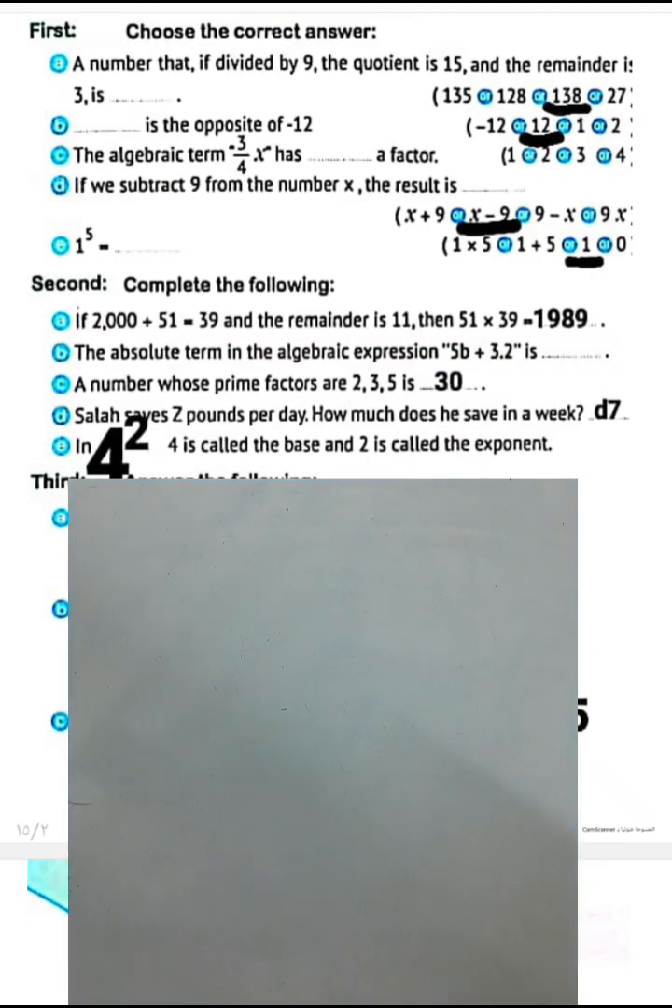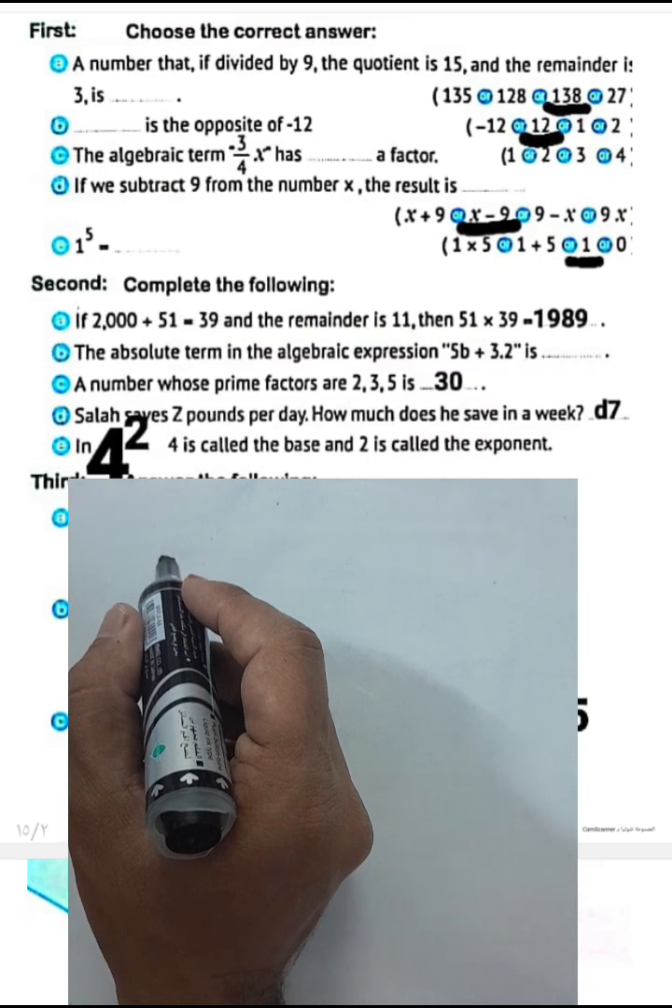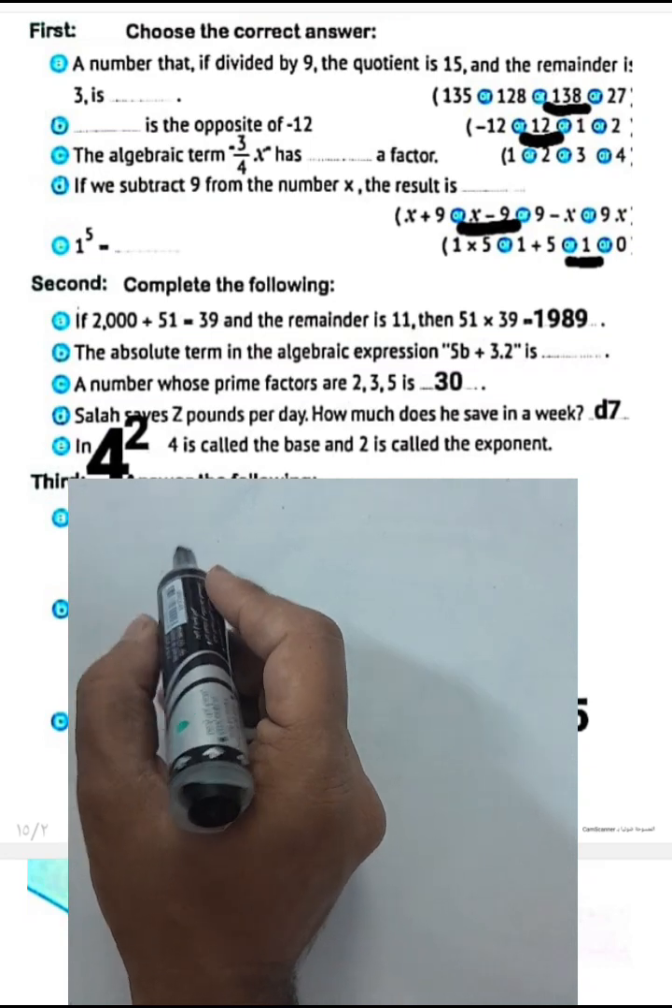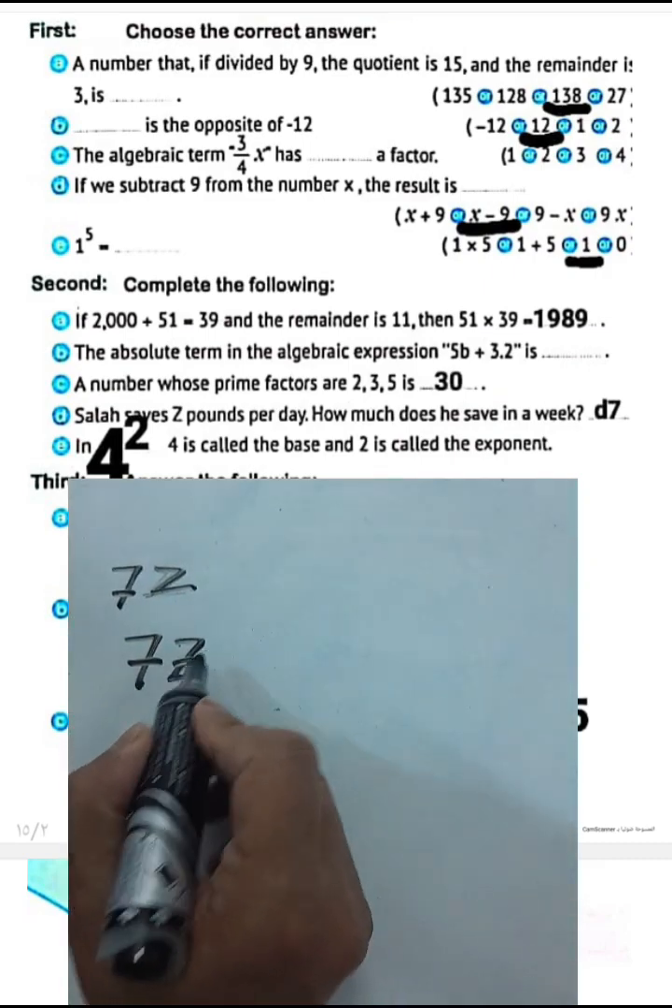Okay. Next question. A number whose prime factors are 2, 3, 5 will be 30, because 2 times 3 times 5 is 30. Question letter B. Salwa saves £2 per day. How much does Salwa save if she saves Z pounds per day? How much does she save in a week? She will save the total number Z multiplied by 7. Okay, right, 7Z.